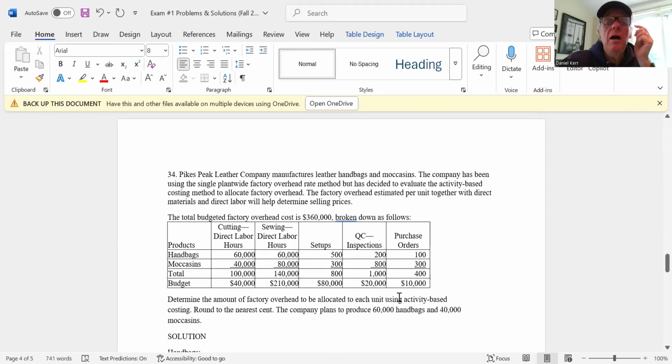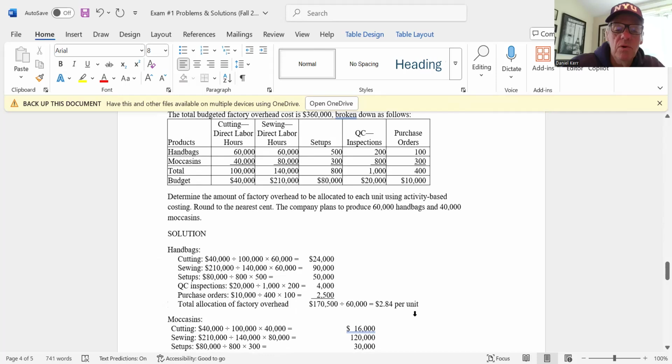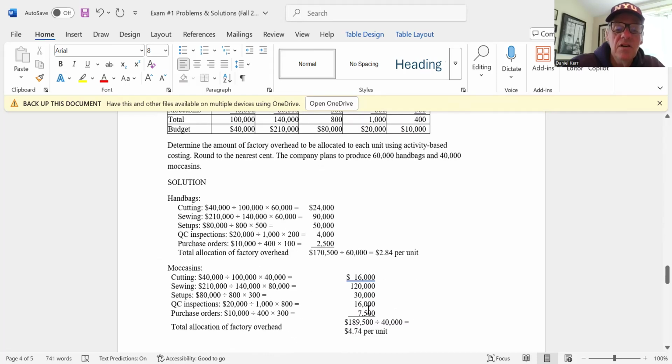Next one gives us a bunch of information. They told us what the budgeted overhead was. They say determine the amount of factory overhead to be allocated to each unit using activity-based costing, rounded to the nearest dollar. The company plans to produce 60,000 handbags and 40,000 moccasins. So once you get done with all the costs, you're going to divide by 60,000 for the handbags, and by 40,000 for the moccasins.